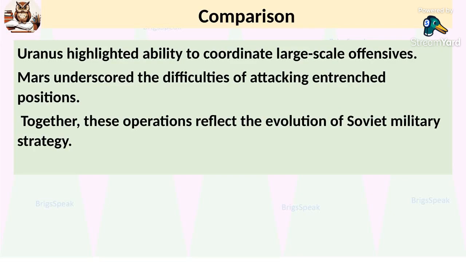While Uranus highlighted the Red Army's ability to coordinate large-scale offensives and exploit enemy weakness, Mars underscored the difficulties of attacking entrenched positions. Together, these operations reflect the evolution of Soviet military strategy during World War II, showcasing both its strength and limitations in the face of formidable adversaries.